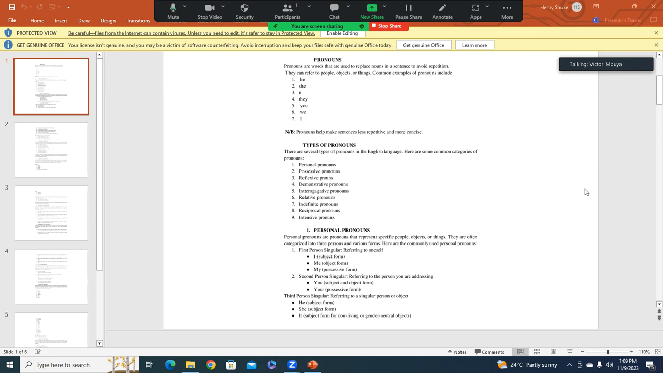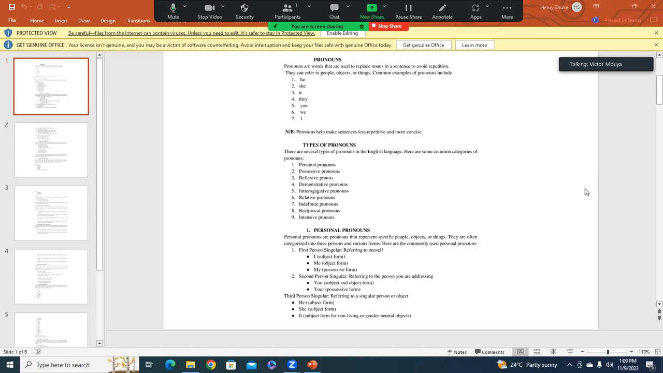So I'm going to take you through the types of pronouns. We have 9 main types of pronouns which have been discovered so far. These are: number 1, personal pronouns, possessive pronouns, reflexive pronouns, demonstrative pronouns, interrogative pronouns, relative pronouns, indefinite pronouns, reciprocal pronouns, and intensive pronouns. Now let us discuss these pronouns in detail. We are going to start with the personal pronouns.